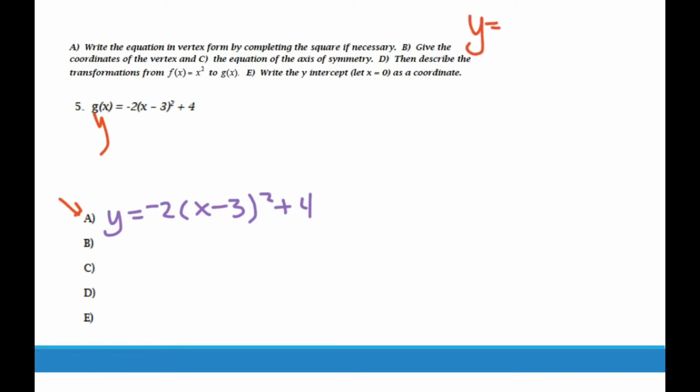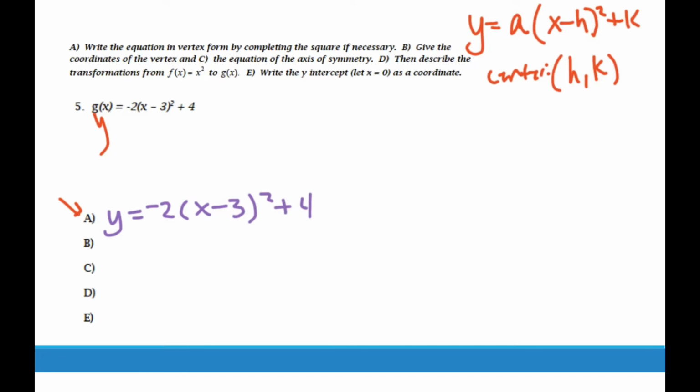Vertex form of an equation is basically y is equal to a, which tells us about the reflection and the stretch, times (x minus h) quantity squared plus k. And if you remember from when we did circles, (h, k) is the center. And then the a tells us about the stretch and the reflection.